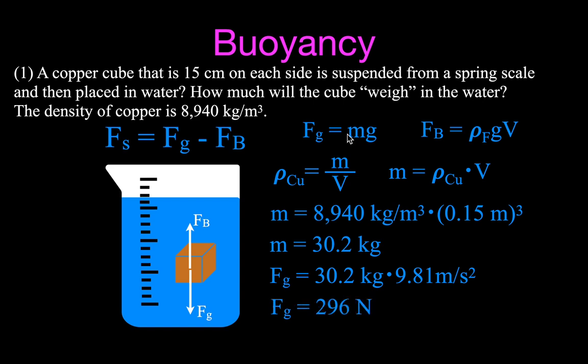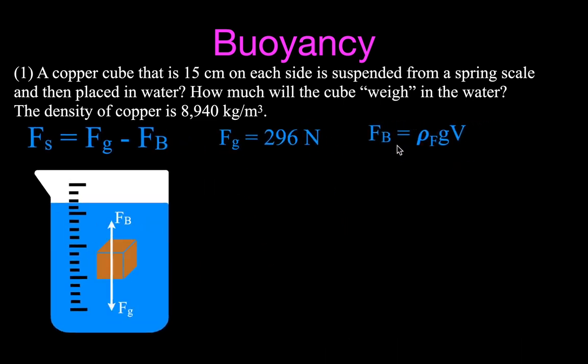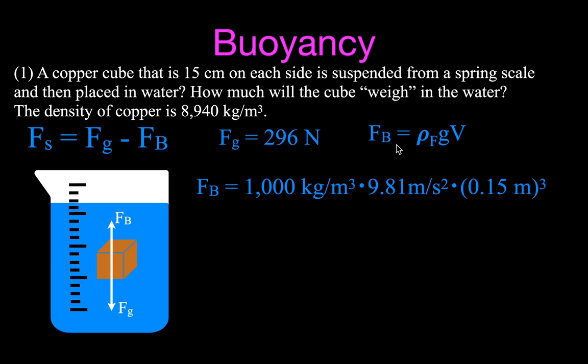And that gives us that the cube weighs 296 newtons. So that is the weight. That's this value we need. Now we need the buoyant force. We can calculate the buoyant force from our buoyant force equation, which says that the density of the fluid times g times the volume is equal to the buoyant force. This is the density of water, 1,000 kilograms per meter cubed. This is acceleration due to gravity, g, and this is the volume, once again, in meters. We got to cube it, and we get that the buoyant force is 33 newtons.